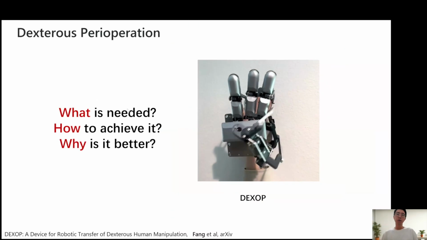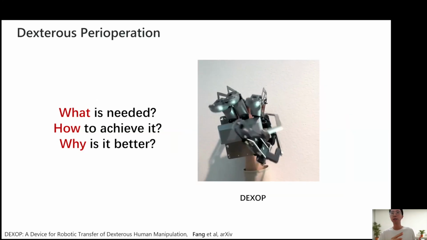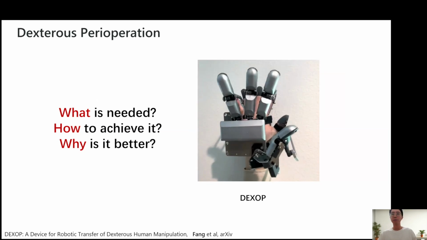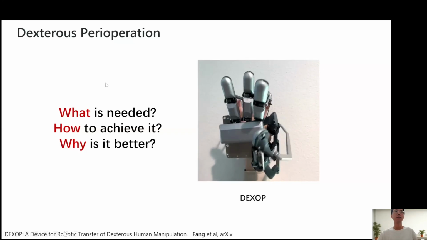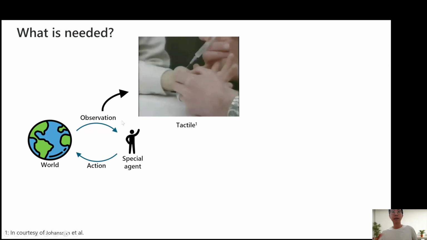So I will introduce 3 topics about dexterous exoskeleton data collection, including what is needed to build a good device and how we can achieve that. And lastly, why is it better than teleoperation? So what is needed? Well, recall this figure from when we talked about data, that there are 2 kinds of data. One is observation. And in terms of observation, we all know that visual perception is very important. But beyond that, tactile is another very important modality.